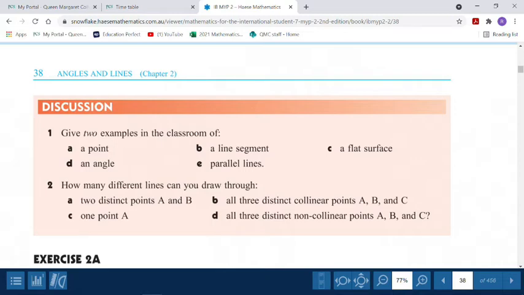How about a flat surface? A tabletop, right? That's called a plane. So a flat surface is a plane. Parallel lines. See any parallel lines in here? Sides of the desk, the top and bottom of the whiteboard. You bet. Lots of parallel lines in the world, right? Good. Okay.